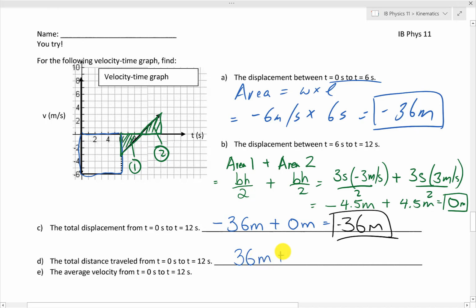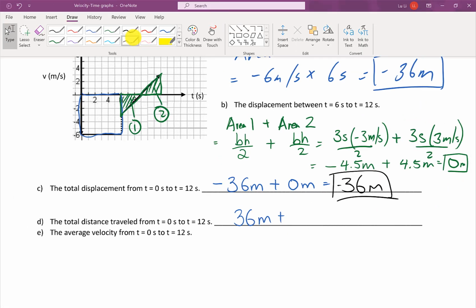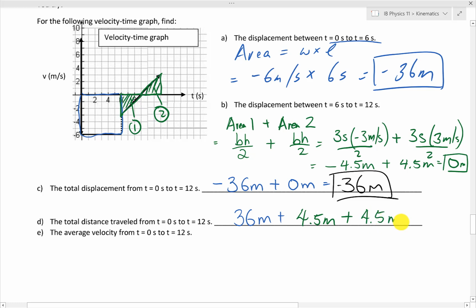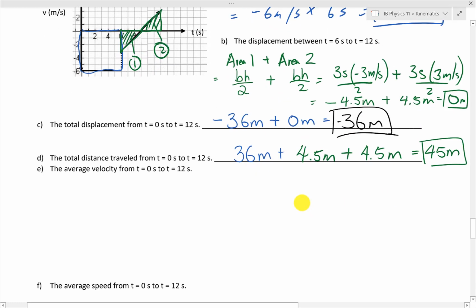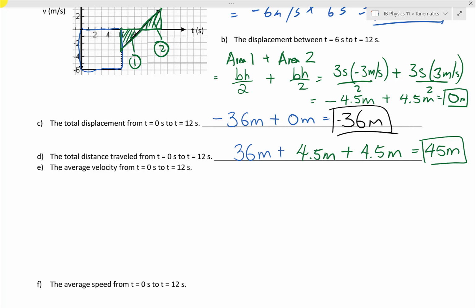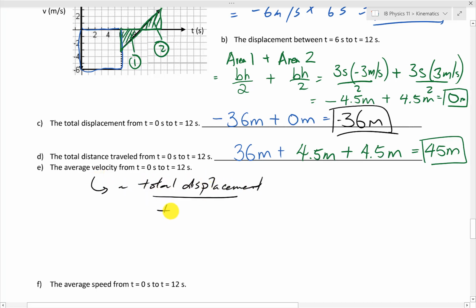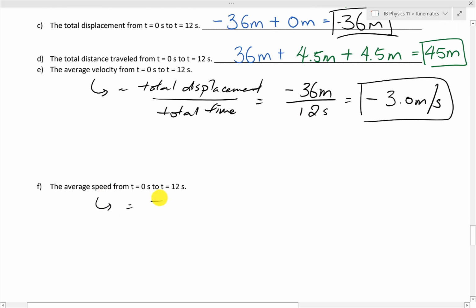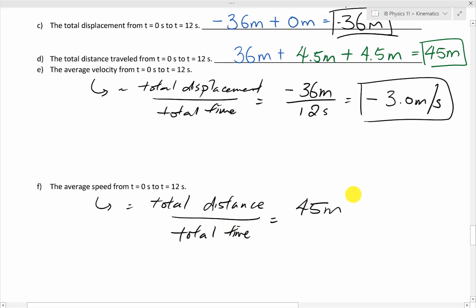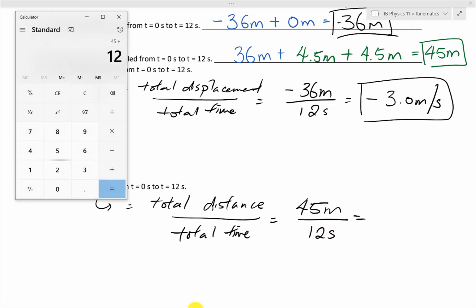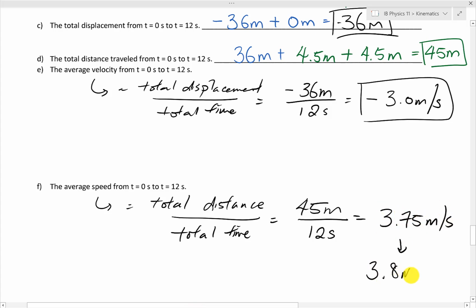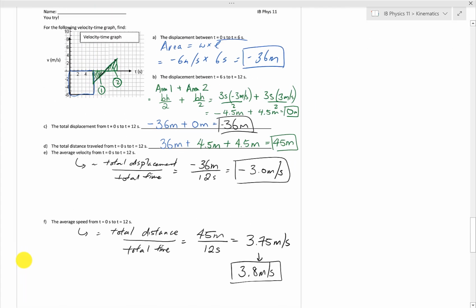But for distance, we have to add up every single segment, including the separate areas we got in B, giving us a total of 45 meters. Average velocity is just total displacement over total time, and that's just the values that we got above, over 12 seconds as our total time. Notice it's negative as our average velocity. Now for average speed, it's total distance over total time. We use the total distance that we calculated above over 12 seconds, giving us positive, well, it's always positive because it's a magnitude, 3.8 meters per second rounded to 2 sig figs.